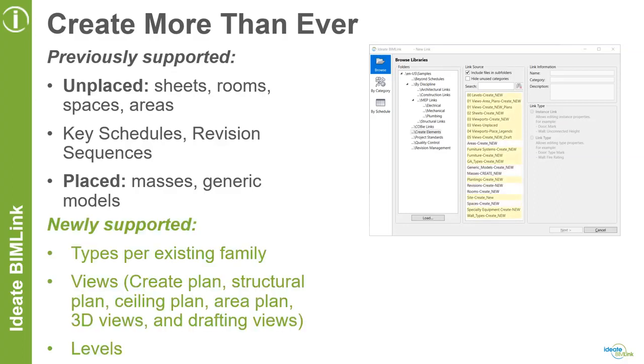We greatly expanded the capability to create many more Revit elements from the Excel information, including new types per an existing Revit family, which is similar to a type catalog. We can create plan-based views as well as drafting and 3D views. Creating new levels within the project is also supported. In addition to the creation of sheets with title blocks, we can also place existing views on sheets by specifying the X and Y location on the sheet as well as the viewport type.